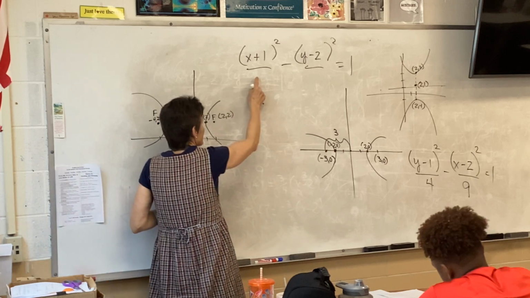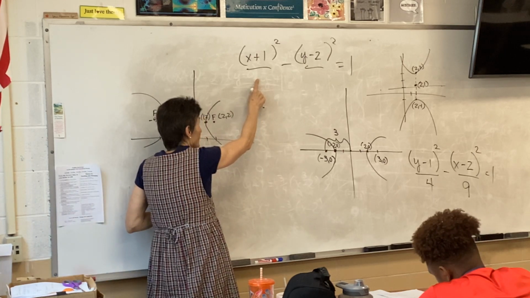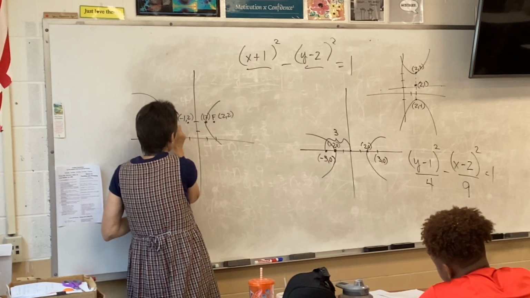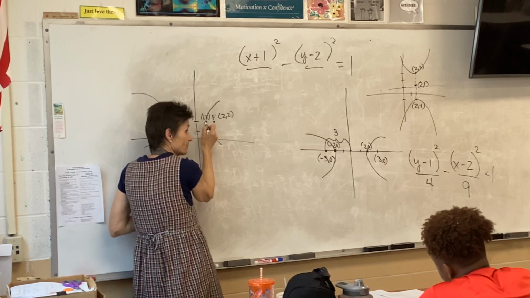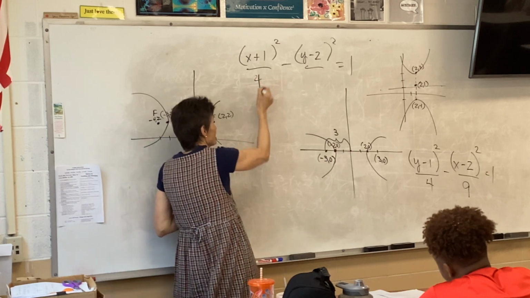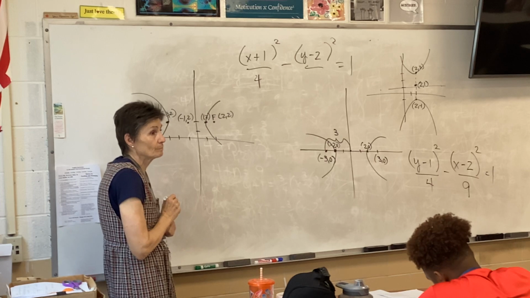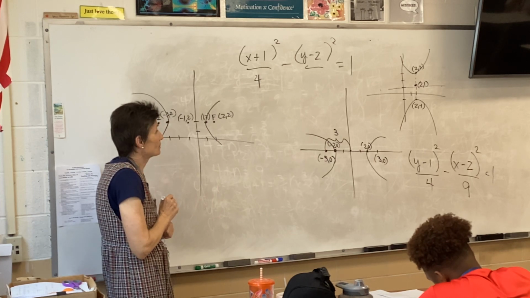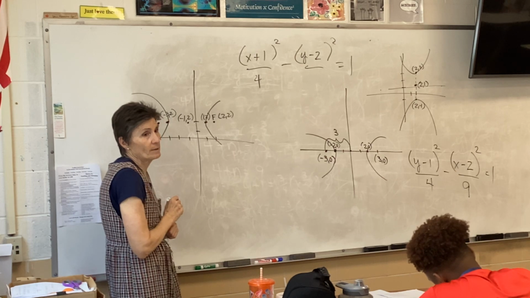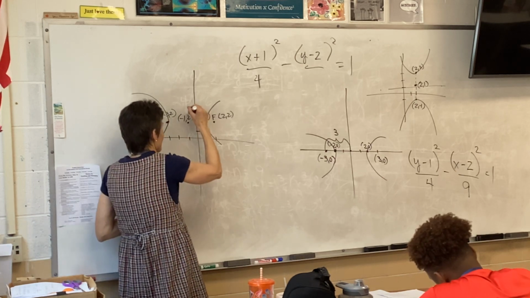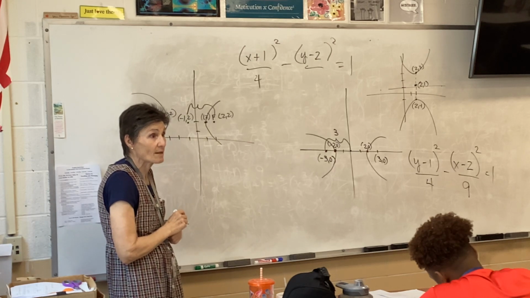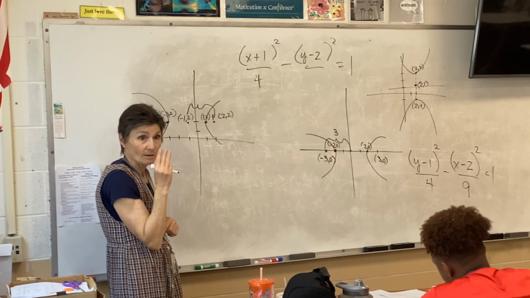Now, the number that goes under here is associated with how far left and right I went. So I went left and right 2, which means this number is a 4. This problem looks familiar. So this distance right here now is from the center to my focus, and that distance is 3.